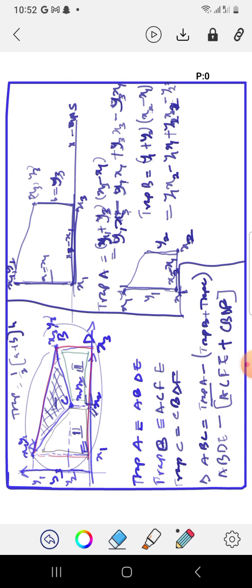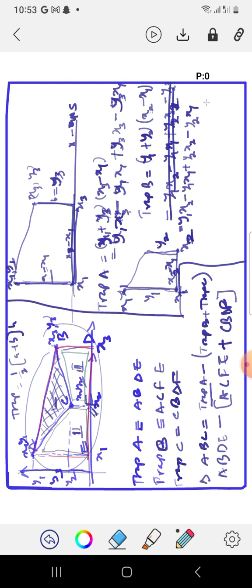Okay, let me cancel it out. I can see it's hiding. So it's going to be y1 x2 minus y1 x1 plus y2 x2 minus y2 x1. Okay, so that is that.